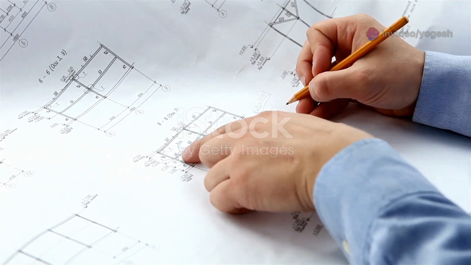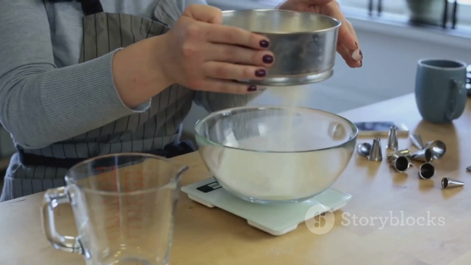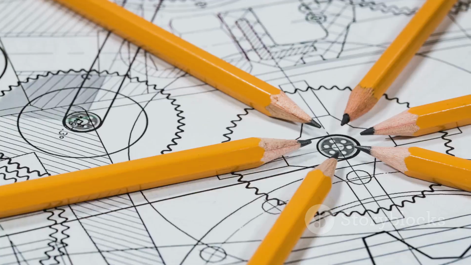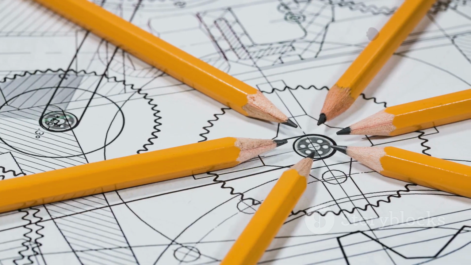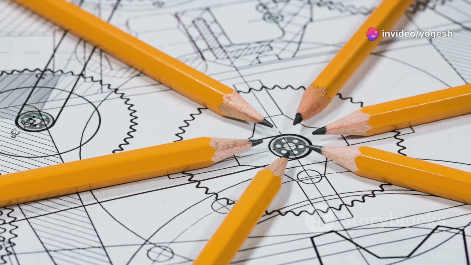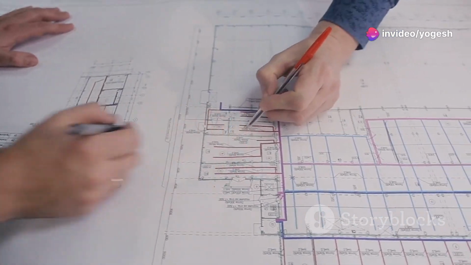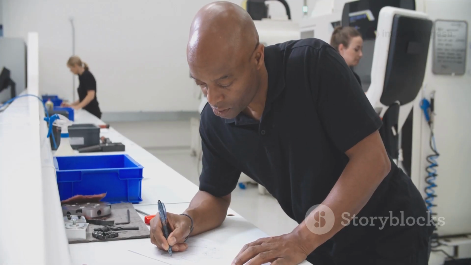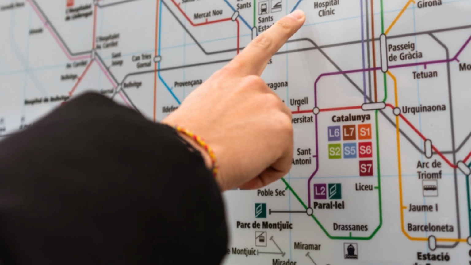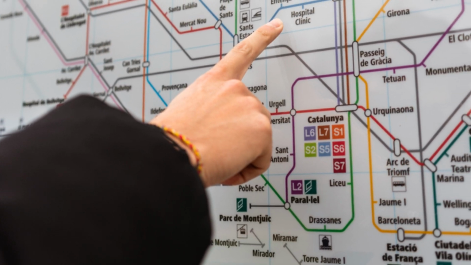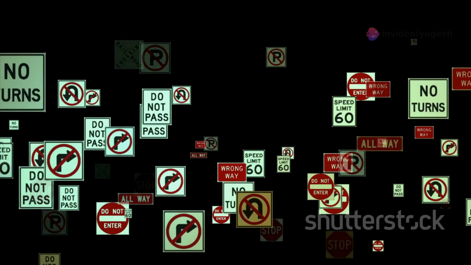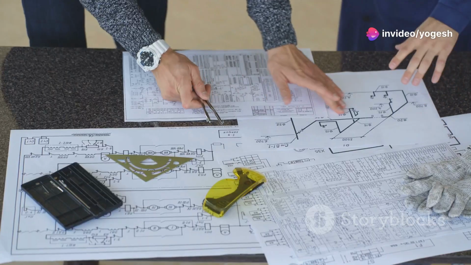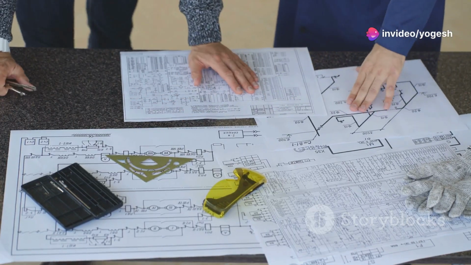Remember those blueprints we talked about? Well, just like a bad recipe can ruin a cake, poor dimensioning on a blueprint can lead to all sorts of engineering disasters. One common mistake is over-dimensioning. It's like giving too many instructions. If you tell someone to go north for 1 mile, then turn right and go east for 1 mile, you've given them the same information twice. It's redundant and can lead to confusion.